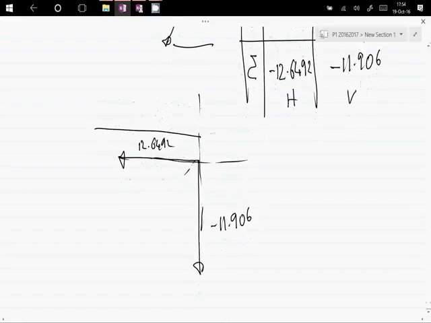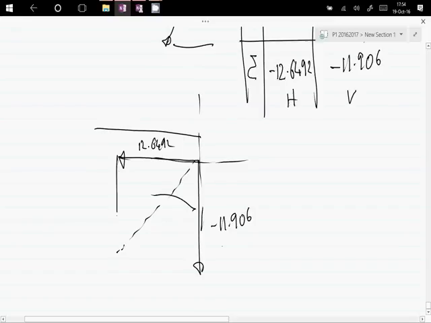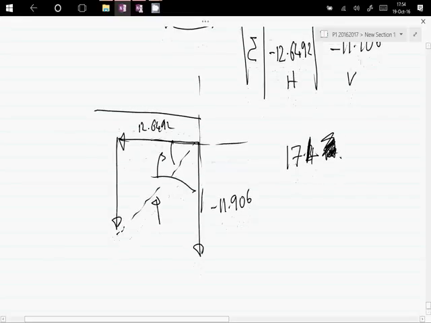So this is going to be the resolved vector. Imagine just pushing this over there and doing this. I'm going to call this angle beta. So I'm going to use Pythagoras, square that, plus 11.906 squared equals, square root the answer, and the magnitude of this thing here is 17.4. We got 17.4 to three significant figures.